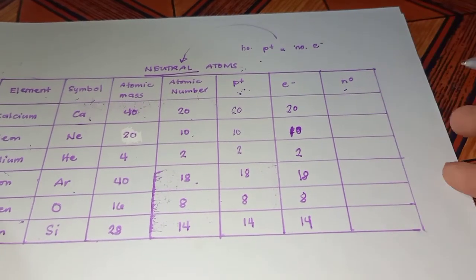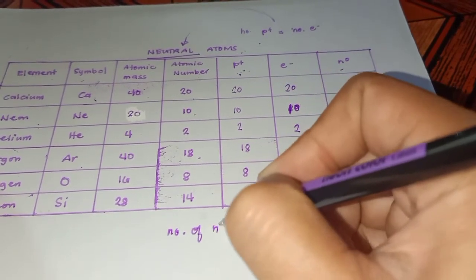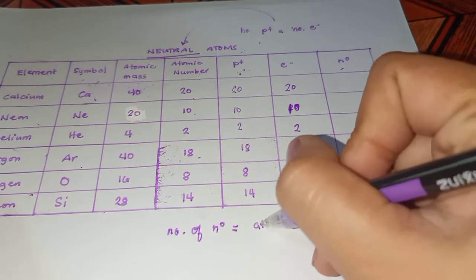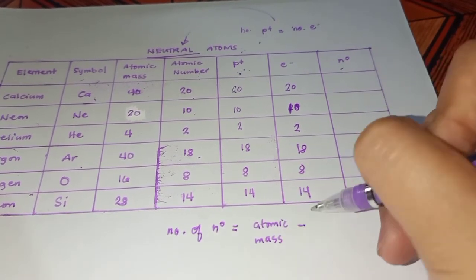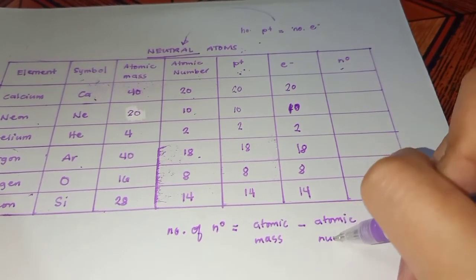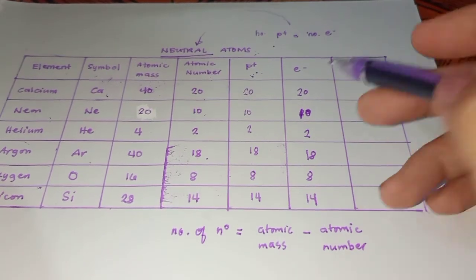Now let's go to the number of neutron. How do we solve for the number of neutron? We have this formula. Number of neutron is equal to the atomic mass of an element minus the atomic number, or atomic mass minus proton number. And that will give you the number of neutrons in an atom.